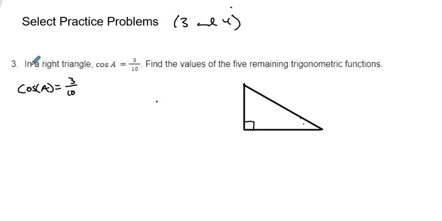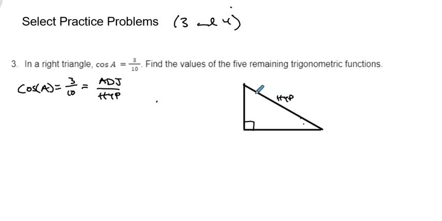Okay, so this says in a right triangle, the cosine of A is equal to 3 divided by 10. That's my ratio, right? So I wrote that down, and we've got to remember that cosine is the adjacent side over the opposite, or not over the opposite side. God, talk about being wrong. Over the hypotenuse, right? It's over the long side. So your hypotenuse is right here.